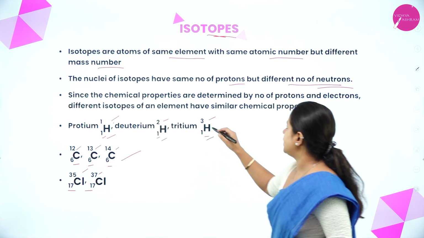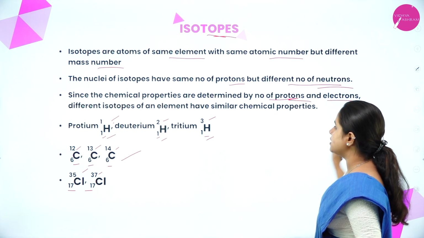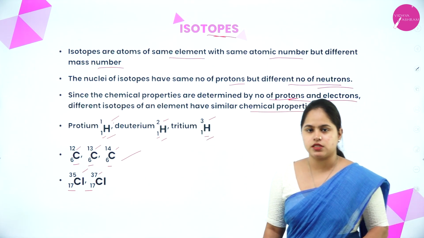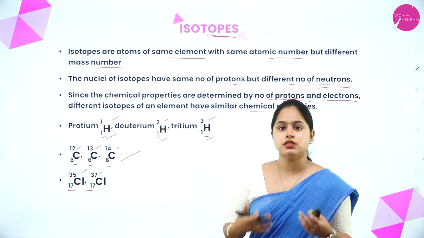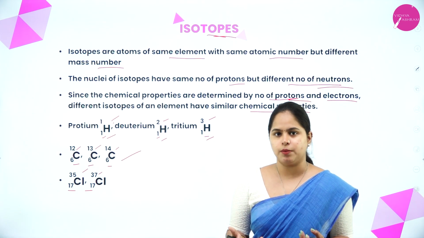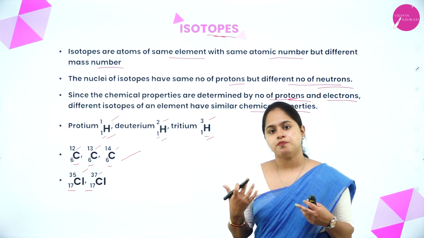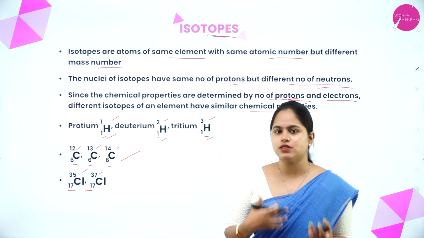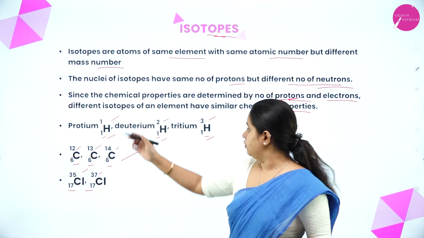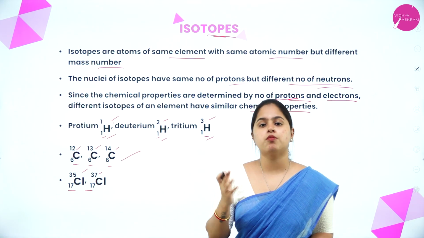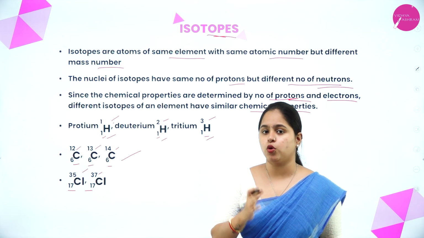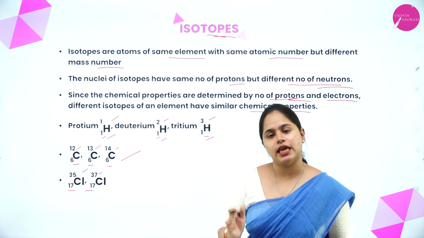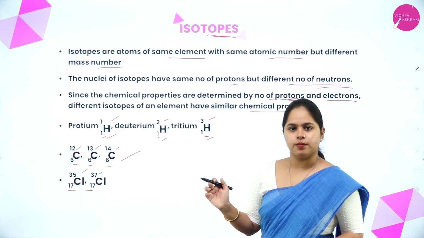Since the chemical properties are determined by the number of protons and electrons, different isotopes of elements have similar chemical properties. So we know that in chemical reactions, electrons are the ones which take part, right? So in the case of isotopes, the number of protons and number of electrons are the same. Yes, even if the mass number is changing, the number of protons remains the same. Number of protons and number of electrons remains the same. That means they will have the same chemical properties, right? Yes.